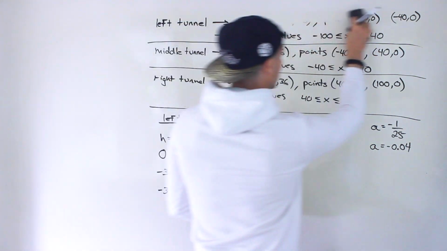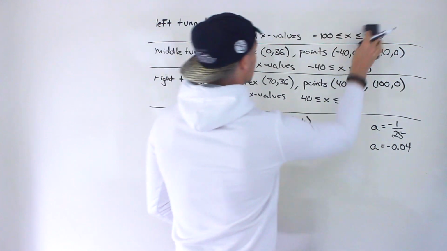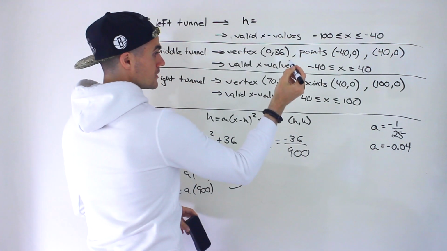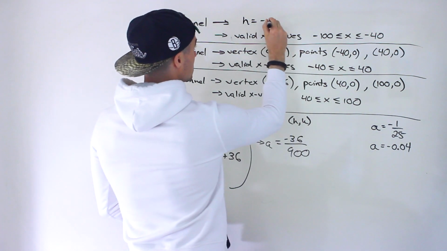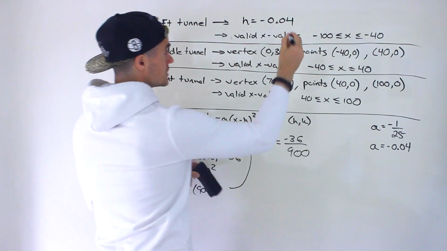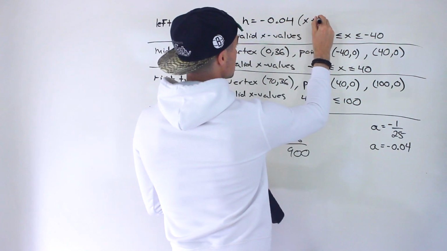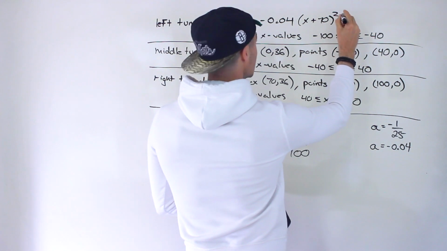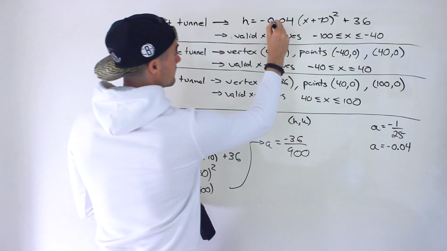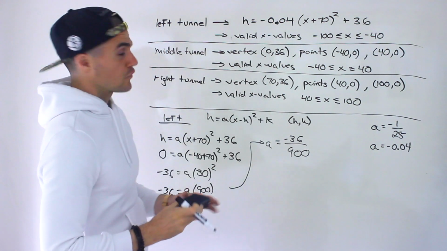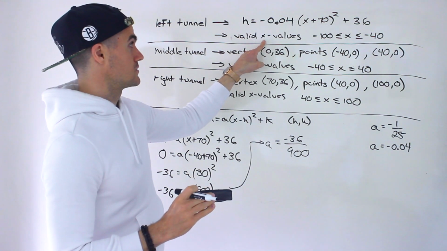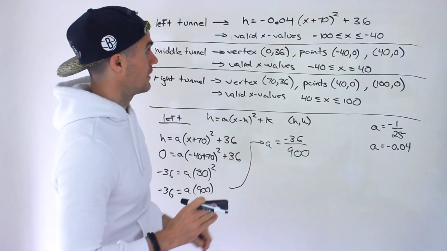Okay, so we have now the equation. So the equation, I'll write it over here, for that left tunnel is h equals, let's use the decimal. But you could put a fraction here as well, doesn't matter. So we'll have negative 0.04 times x plus 70 squared plus 36, like that. All right, so for the left tunnel, that's the equation. Those are the valid x values where this parabola is drawn.